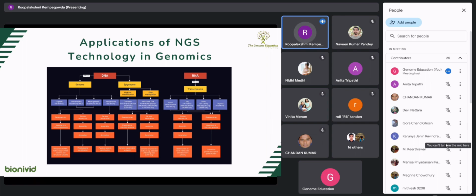Then if my starting material is RNA, that is called transcriptome. In the transcriptome, we do whole transcriptome sequencing, long non-coding RNA sequencing, short non-coding RNA sequencing, and target sequencing. As you know, in RNA, we have both coding and non-coding regions.